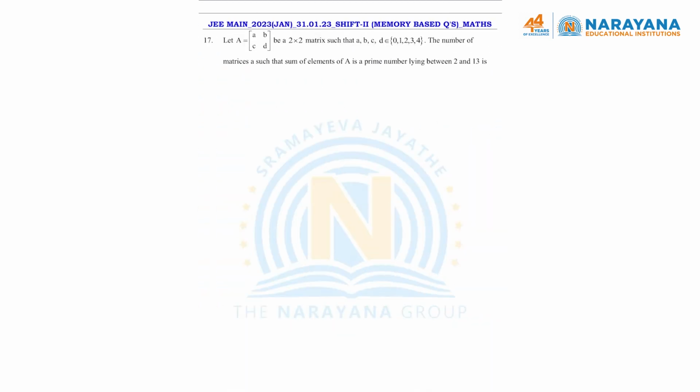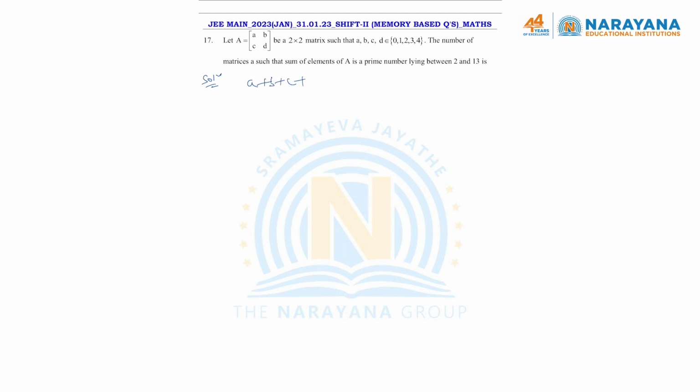Moving on to the next problem. They are saying the sum of the elements in A is a prime lying between 2 and 30. So there is a little bit of ambiguity over here whether these two are exclusive or inclusive. But if you take inclusive, then there will be more cases. So I don't think the paper setter's intention was to include 2 and 13. So I will take the primes excluding 2 and 13.